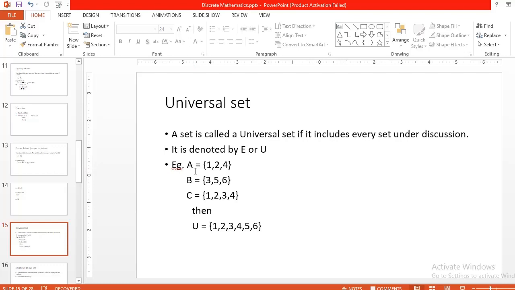Then see one example. A contains the three elements 1, 2, 4. B contains 3, 5, 6, and C contains 1, 2, 3, 4. Then you can denote the universal set as the combination of all three sets: 1, 2, 3, 4, 5, and 6. Repetition is not allowed here, so we can't include repeated elements.